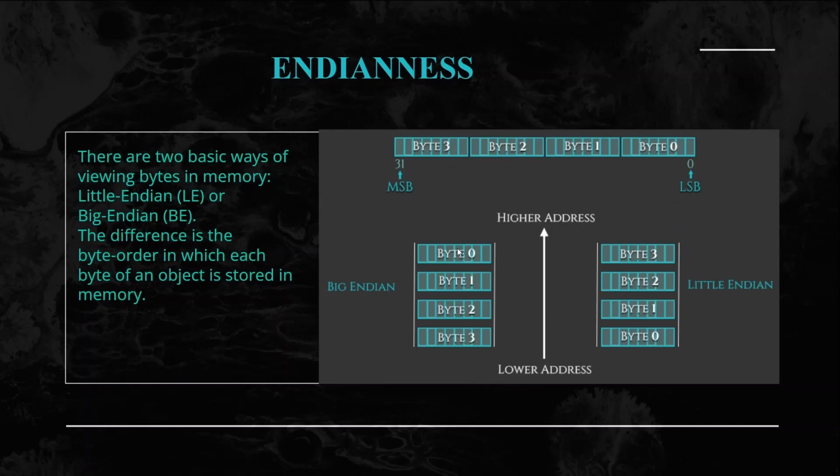Or in a simple manner, in this stack in Big Endian, first byte 3 is stored, then byte 2 is pushed, then byte 1 is pushed, and then byte 0 is pushed. While in Little Endian, first byte 0, then byte 1, then byte 2, and then byte 3. So in Little Endian, byte 3 is at the higher address. So whenever the stack pops, byte 3 is going to pop, then byte 2, then byte 1, and then byte 0.